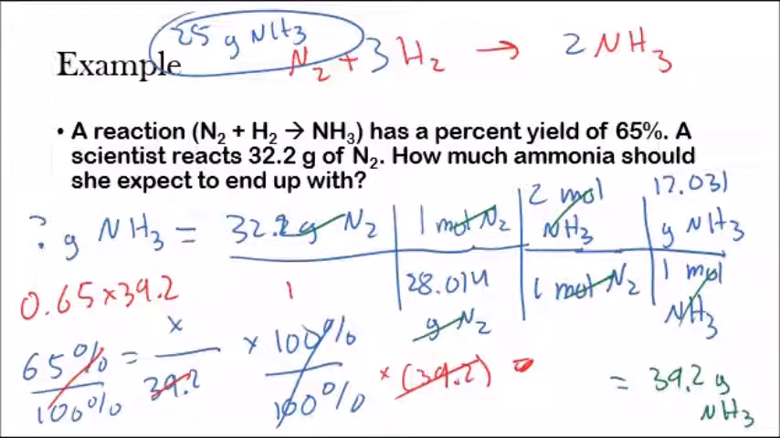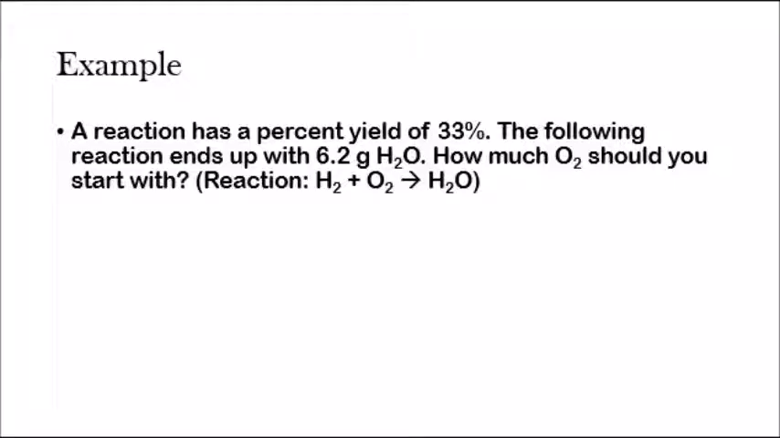So we've done these two example problems. Let's go ahead and do one last one here. A reaction has a percent yield of 33%. The following reaction ends up with 6.2 grams of H2O. How much O2 should you start with in order to get 6.2 grams of H2O? So we have the reaction here. Let's first go ahead and balance it. We have 2 hydrogen atoms here, just 1, so we can put a 2 here. And then now we have 4 hydrogen atoms here, we have 2, so we can put a 2 here, and the reaction is balanced.